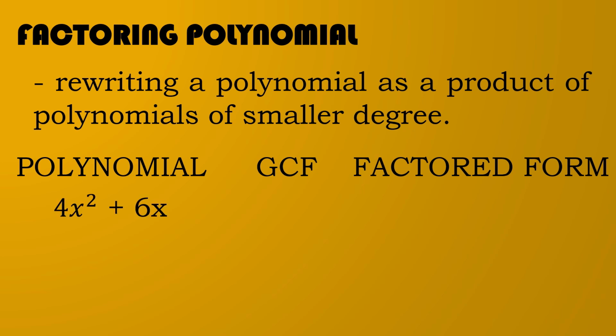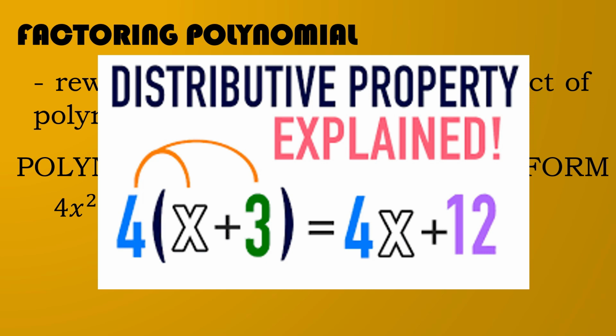Example number 1, 4x squared plus 6x. Can you give the GCF of 4x squared and 6x? Yes, that's 2x. Now, we will use the reverse of distributive property to get the factored form of the polynomial. Let's have a review of your grade 7 math. Here is an example of using distributive property. We have 4 times quantity x plus 3. Using distributive property, we will distribute 4 by multiplying it on each of the terms inside the parentheses. We will have 4 times x plus 4 times 3, or 4x plus 12. That is using distributive property.